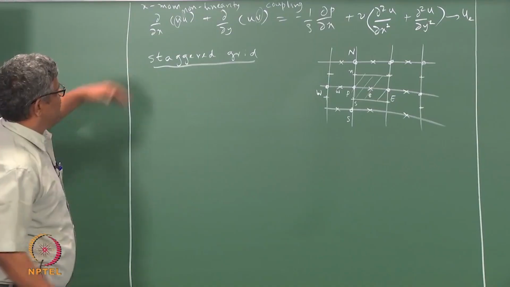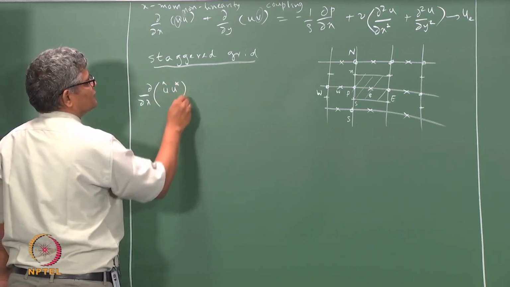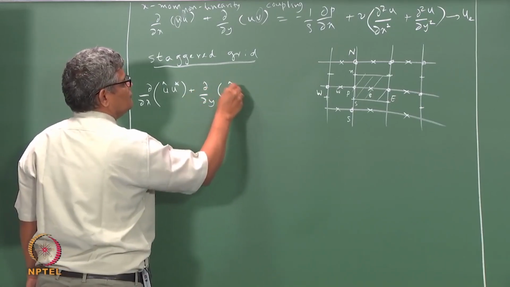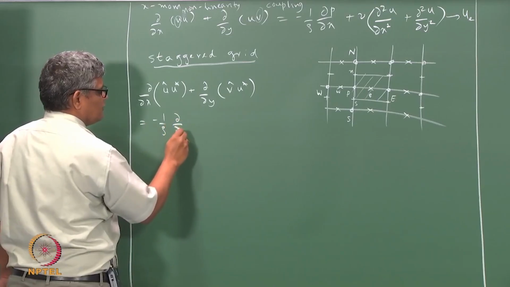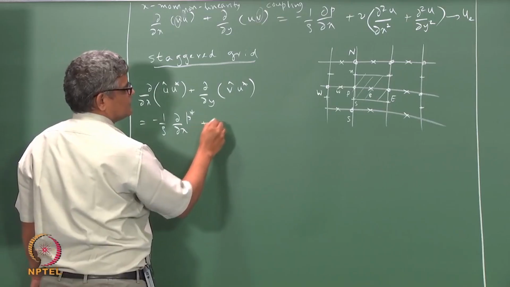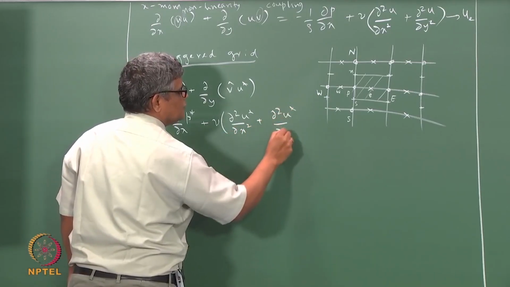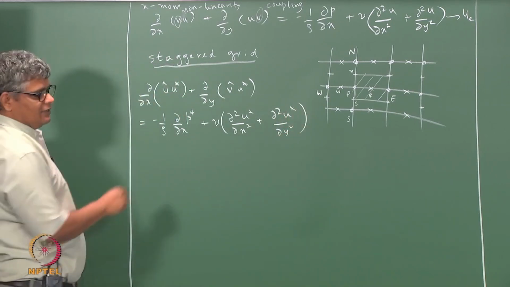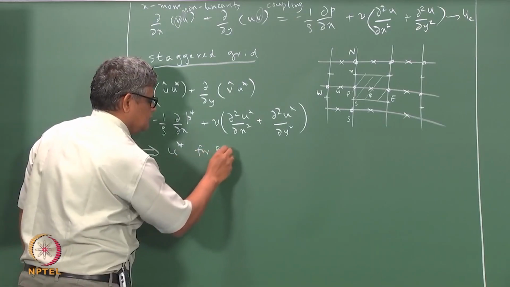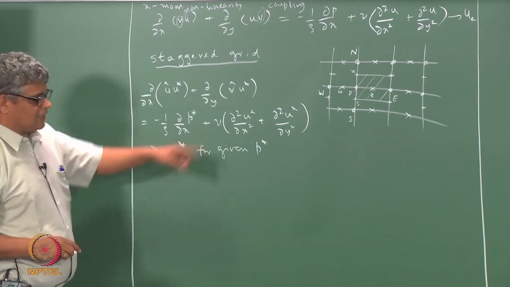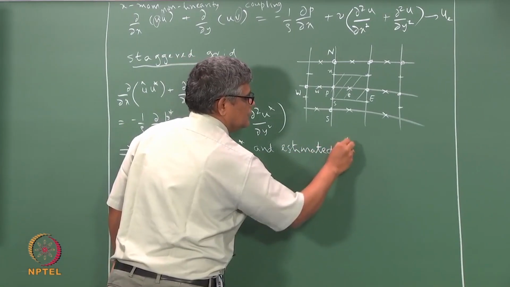So we write this equation in this form: ∂/∂x of (û u*) plus ∂/∂y of (v̂ u*) equal to minus 1 by rho ∂p*/∂x plus nu times (∂²u*/∂x² plus ∂²u*/∂y²), to emphasize the point that we would like to get u* from this for a given p*, and estimated û and v̂.